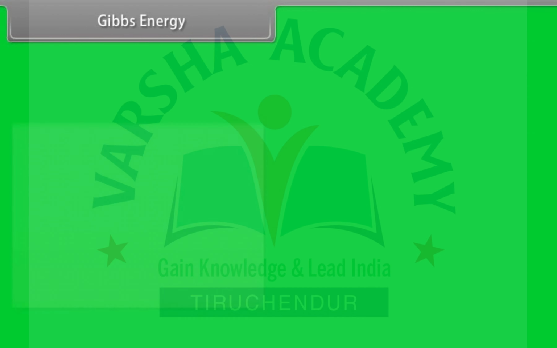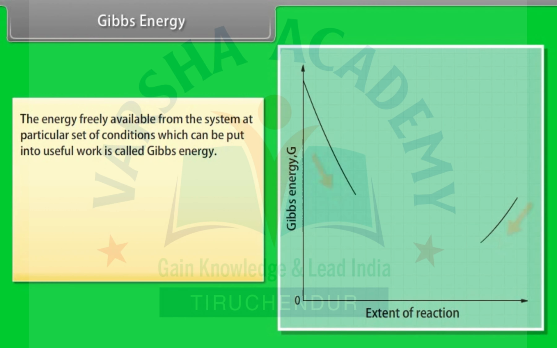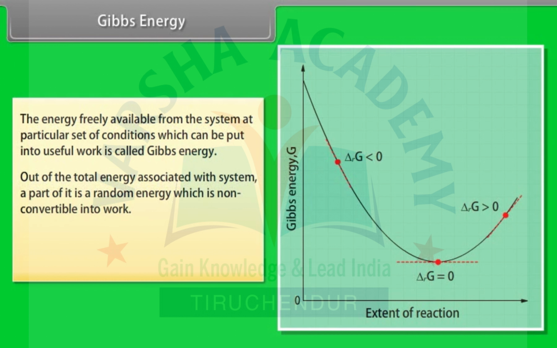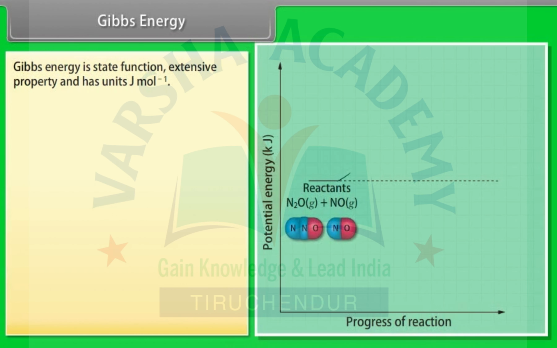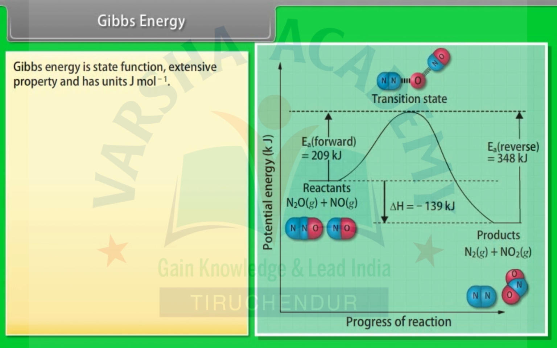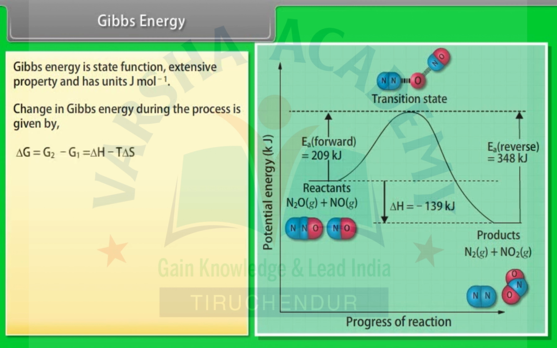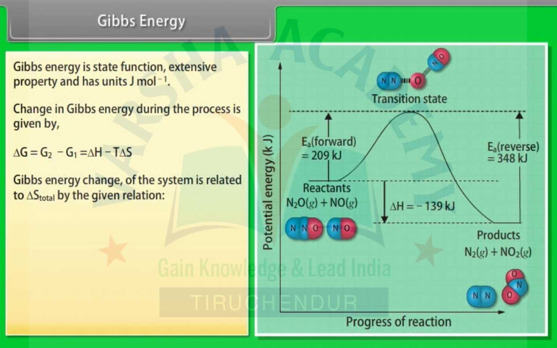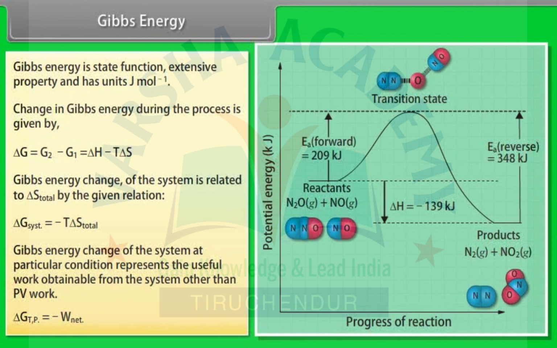Gibbs energy. The energy freely available from the system at a particular set of conditions which can be put into useful work is called Gibbs energy. Out of the total energy associated with the system, a part of it is random energy which is non-convertible into work. The Gibbs energy can be represented as G equals H minus TS. Gibbs energy is a state function, an extensive property, and has units joule per mole. Change in Gibbs energy during the process is given by G2 minus G1, which is equal to delta H minus T delta S. Gibbs energy change of the system is related to delta S total by the given relation: delta G of system is equal to minus T delta S total. Gibbs energy change of the system at a particular condition represents the useful work obtainable from the system other than PV work.